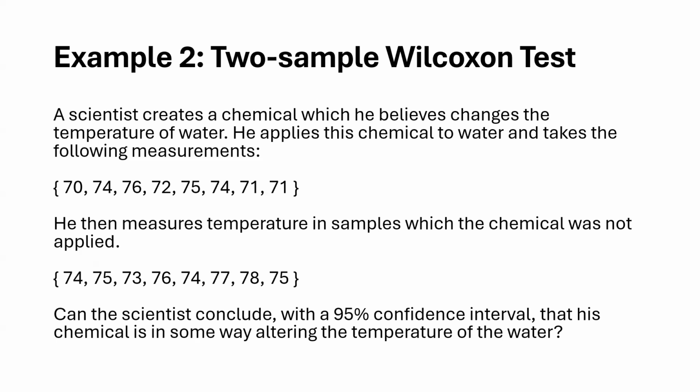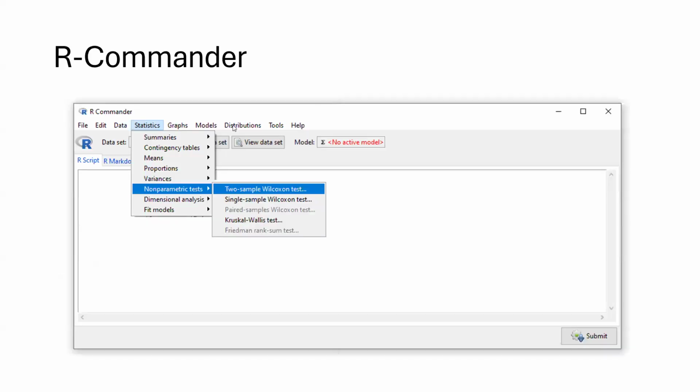Can the scientist conclude with a 95% confidence interval, which means alpha of 0.05, that his chemical is in some way altering the temperature of water? So this is a two-sample Wilcoxon test. So we're going to go to the Statistics tab. We're going to select Non-Parametric tests, and we're going to select two-sample Wilcoxon test.